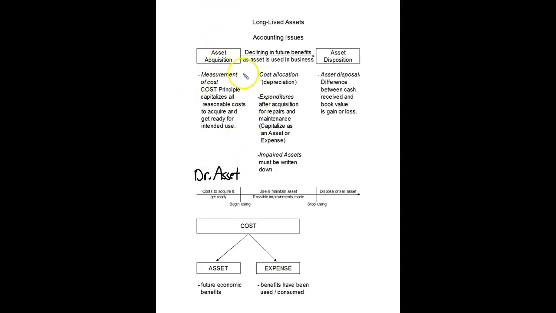Okay, so we've looked at the original cost when we acquire the asset. We've looked at cost allocation. And then the third thing for this lecture, we're going to look at expenditures after acquisition. So what do we do? Because we're going to spend money, right?